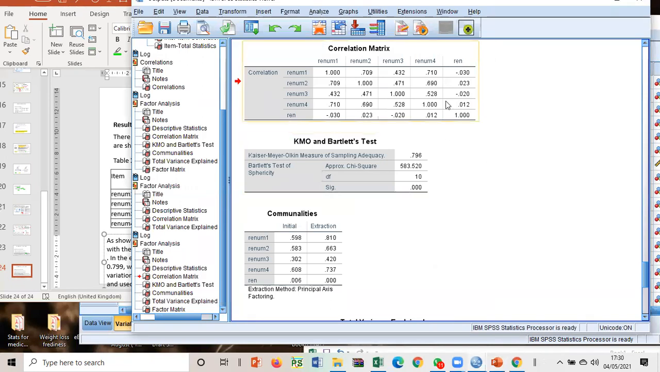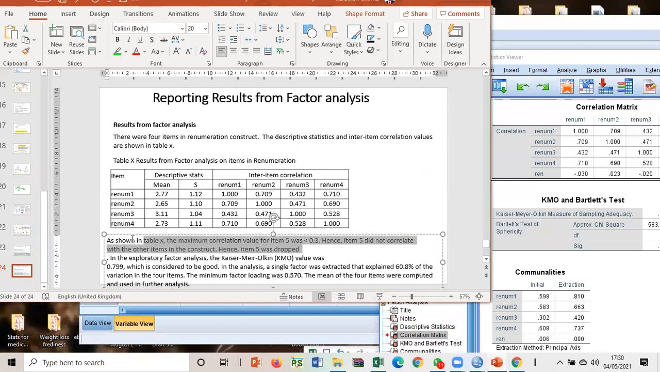I'm just showing an example, okay? This item did not fit well, so item 5 was dropped. Of course, we'll show one column here and this one here. So now, this is after dropping item 5 in exploratory factor analysis.